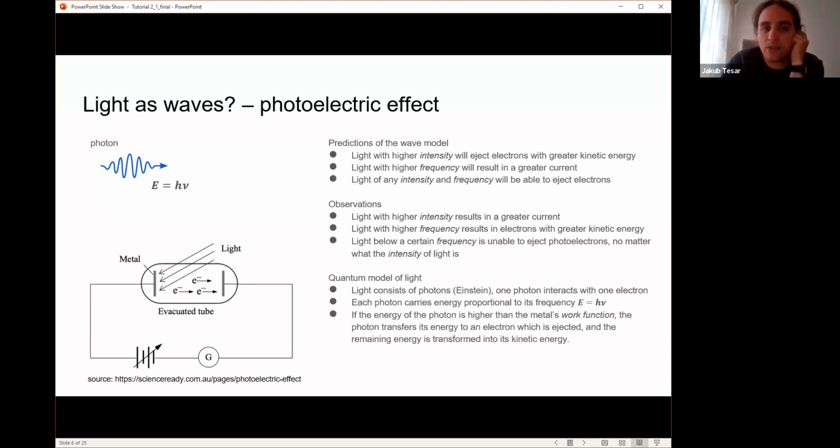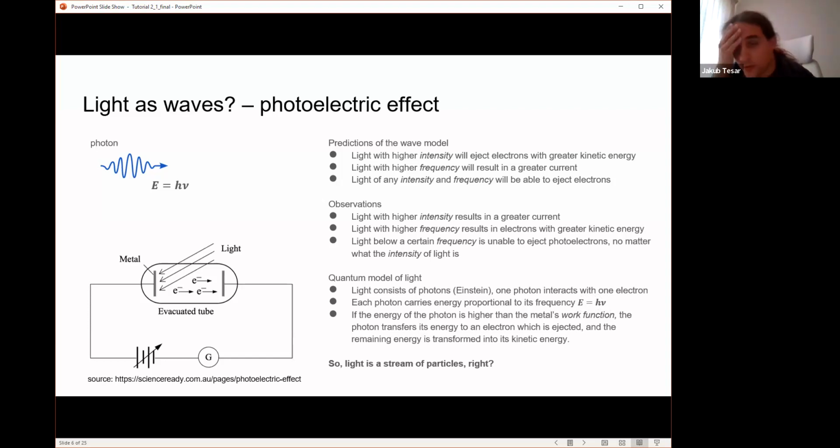And it leads to the fact that if the energy of the photon is higher than some minimum, called the work function of the metal, the photon transfers its energy to the electron, which is ejected from the material, and the remaining energy is transformed into kinetic energy. So actually, if I apply light of low intensity, the individual photons do not have enough energy to emit the electrons from the material.